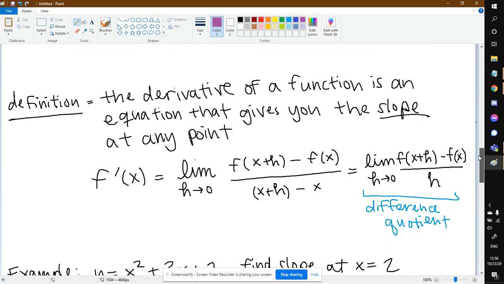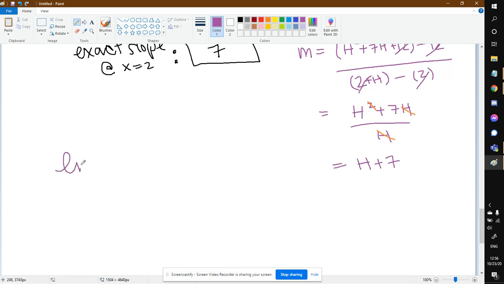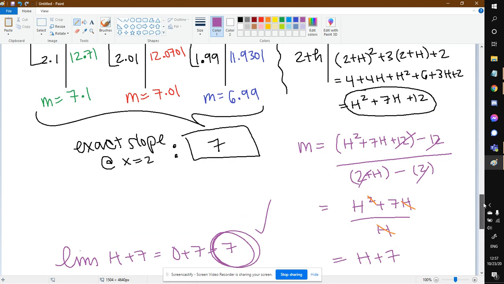Now, if we scroll up here and say, what's the derivative? It's when h approaches 0. So if I said over here, what is the limit as h approaches 0 of h plus 7? I get to plug in a 0 for h. I get 7, and lo and behold, our slope at 2 is actually 7.